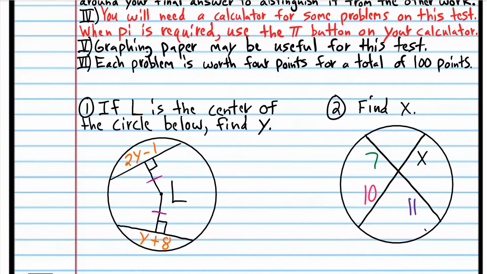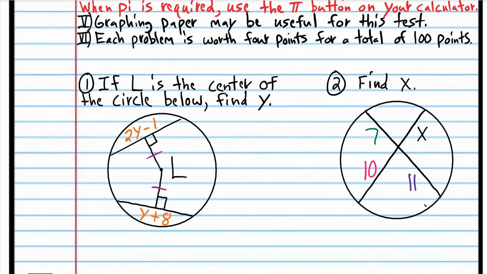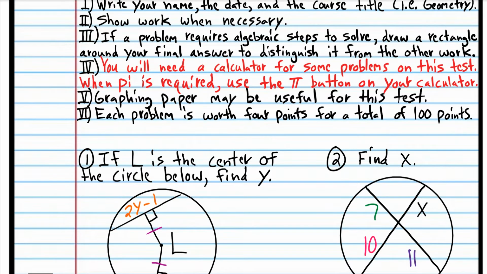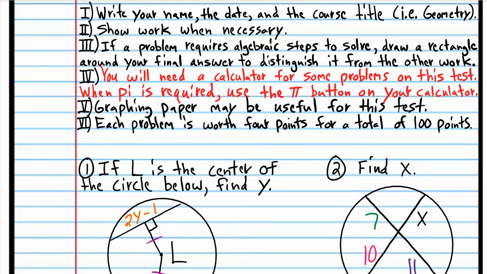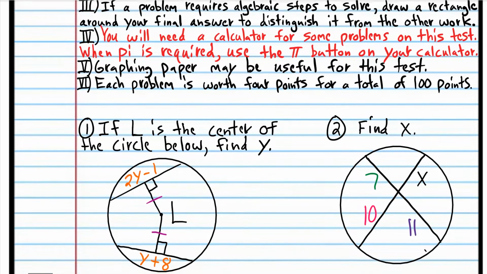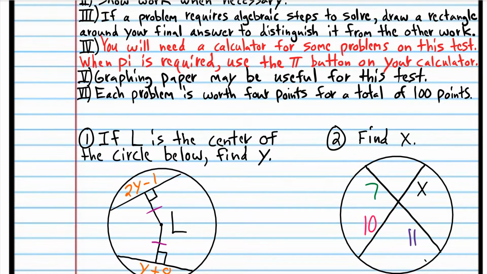As usual, 25 problems, 4 points each for a total of 100 points. You're allowed to use a calculator on this test. And whenever you need to use pi, be sure to use the pi button on your calculator. That's very important. You must use the pi button on your calculator whenever pi is required, or else your answer may not be accurate. Also, graphing paper might be useful for some parts of this test. So if you do have graphing paper, that's preferred.